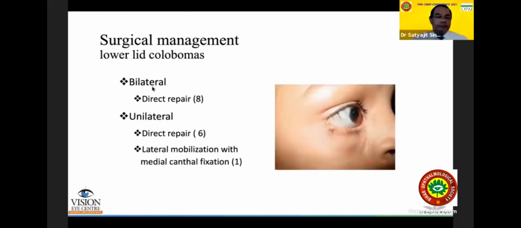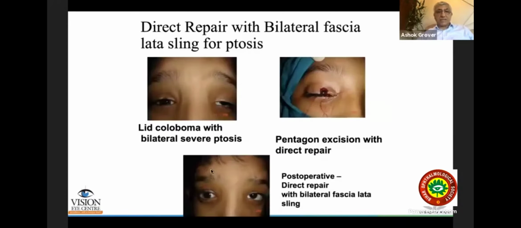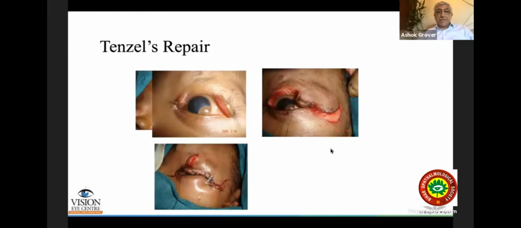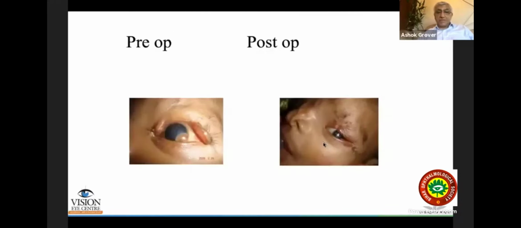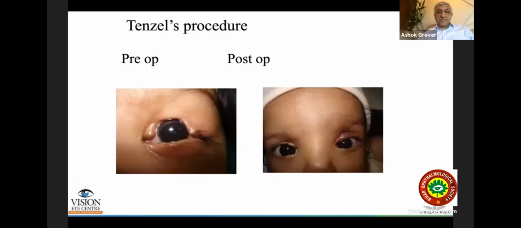Direct repair was carried out in 8, and in unilateral ones, direct repair was carried out in 6, but with some additional mobilization and canthal fixation in one case. The examples we'll see in the last few seconds. Lid colobomas are seen here. This coloboma repair was done along with the ptosis repair by bilateral fascia lata sling. This is a defect which has been repaired with a Tenzel's repair, which avoids the lid sharing procedure and visual axis closure, and the result can be seen here. So this is the pre-op and the post-op result.